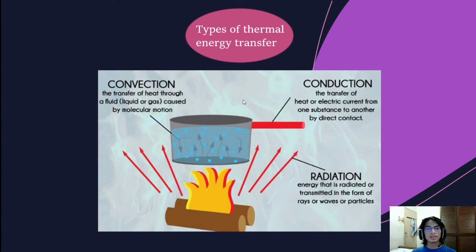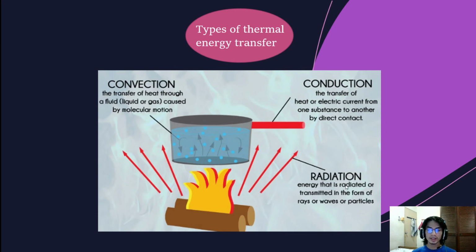Secondly is convection. This is the transfer of heat through a fluid, so liquid or gas, caused by molecular motion. Convection is only for liquid or gas. It is not for solid. This is because in a solid the particles don't have the freedom to move freely. The particles only vibrate in one spot, so they don't move. So convection cannot happen in the solid state.